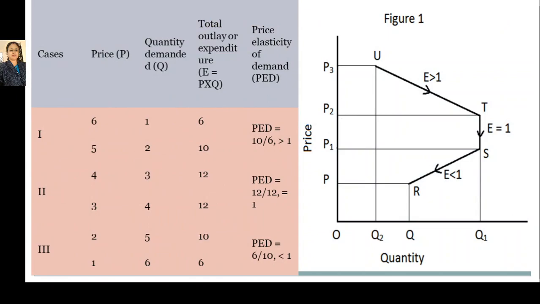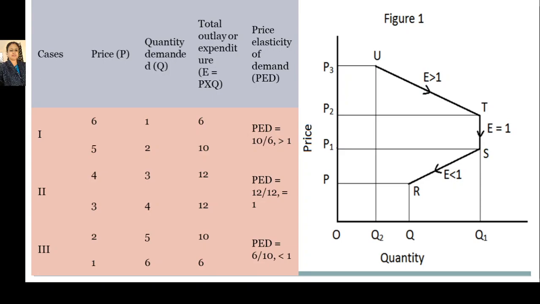Now we can understand this total expenditure method with the help of this schedule and diagram. There are three cases, 1, 2 and 3, which is clear from this schedule, and in case 1 there are two situations. Price equals 6, quantity demanded is 1 unit. Price falls to rupees 5, quantity demanded rises to 2 units. It is clear that when price falls, quantity increases.